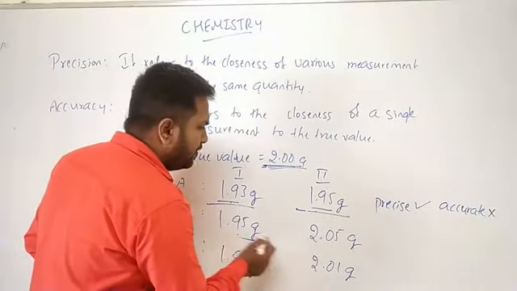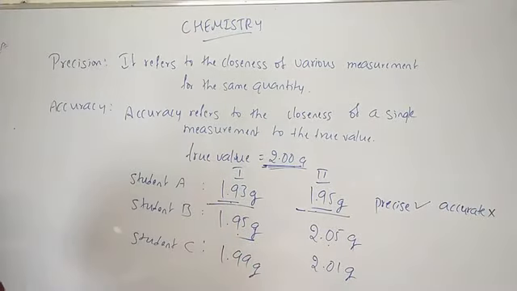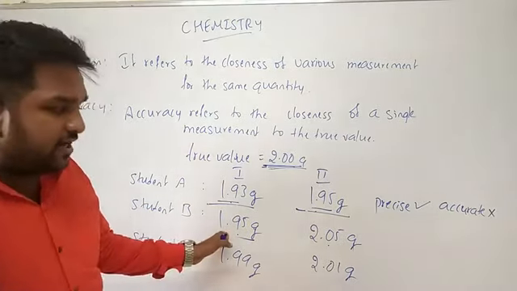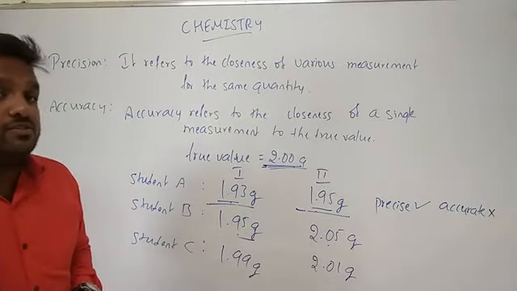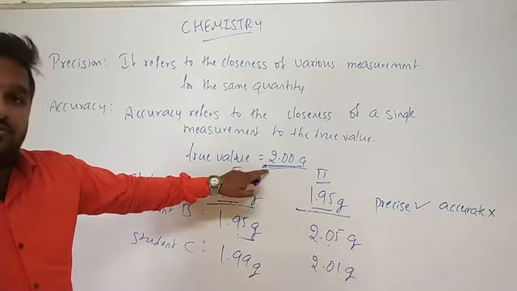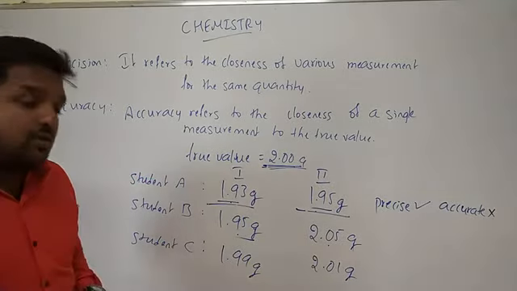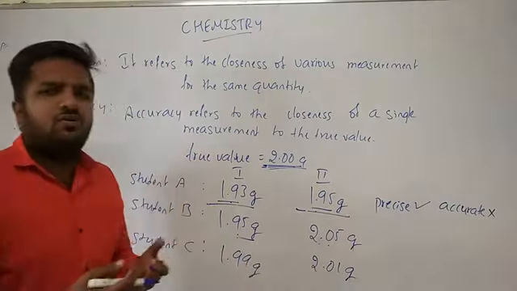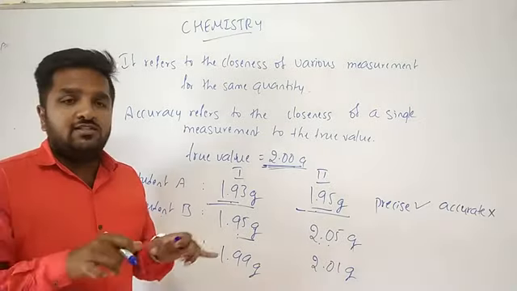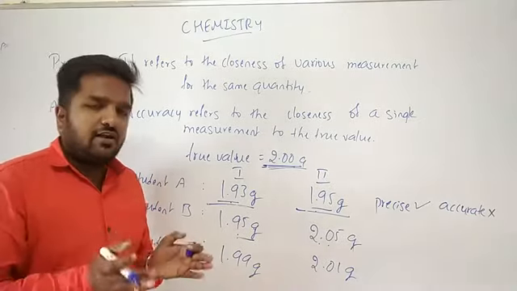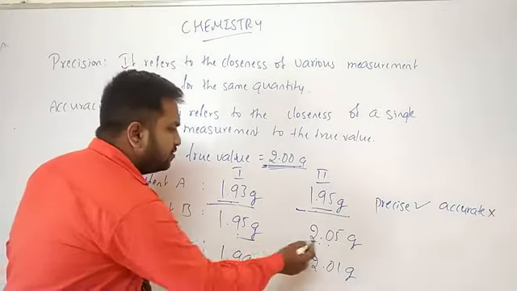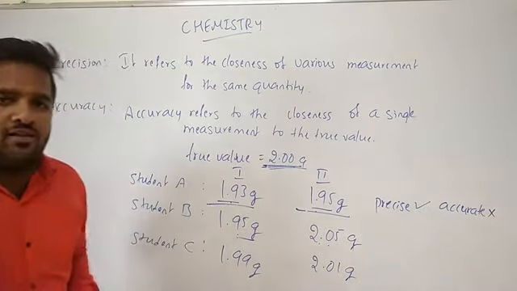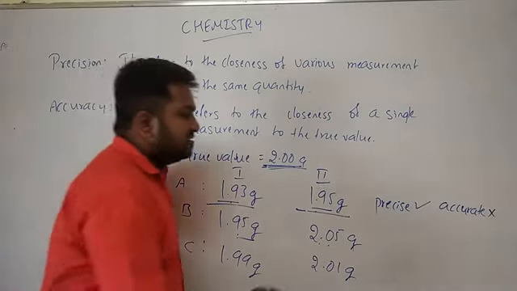Now let's go for the second one, student B. He got the values of 1.95 and 2.05. He made the same two trials. In one trial he got 1.95 as the answer, and in the other trial he got 2.05. We know that the true value for that particular experiment is 2.00 grams. Now if you observe, these two values are not even close, 1.95 and 2.05. A huge gap is there between these two. So is this true for the accurate true value? No, this is not even close to the true value also. So you can easily say that this is not precise.